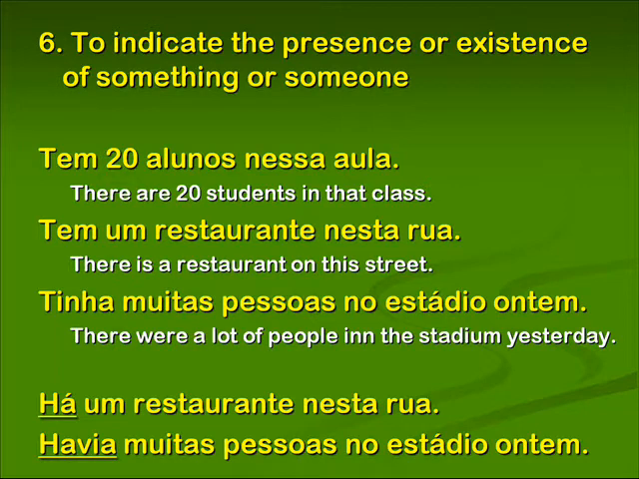Okay, and in these cases, the verb is impersonal. Its conjugation is always in the singular. It's always tem or tinha in the past. Occasionally, however, the impersonal forms of the verb haver, há and havia, are substituted for tem and tinha. A couple examples so you can see how that works. Há restaurante nesta rua, or havia muitas pessoas no estádio ontem. Okay, so you just substitute the form há or havia for tem or tinha.